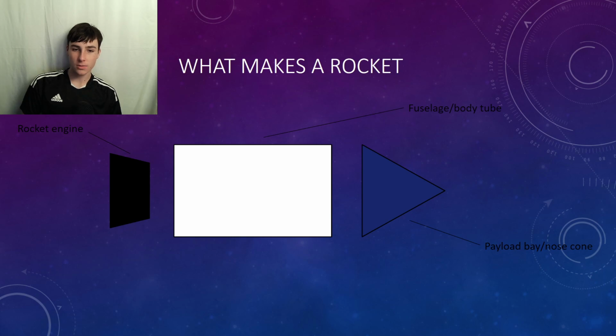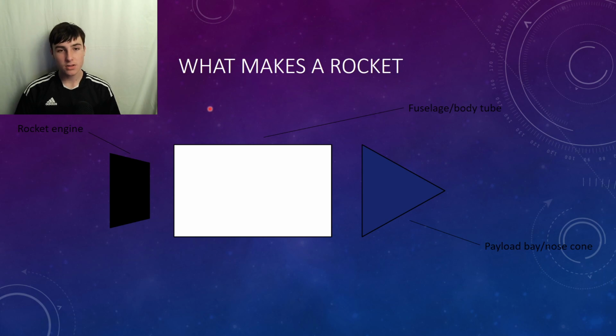It also provides aerodynamic stability because it's a cylinder. This is just a 2D rocket to show the types of shapes. This is not really a cylinder. Then we have our rocket engine right here. The rocket engine is the engine that propels the rocket.